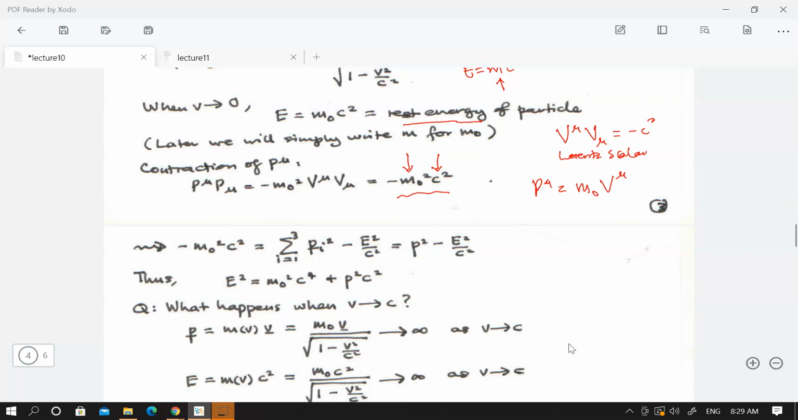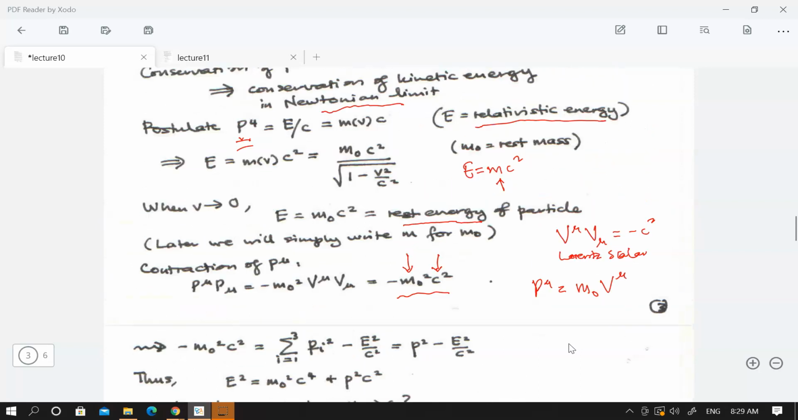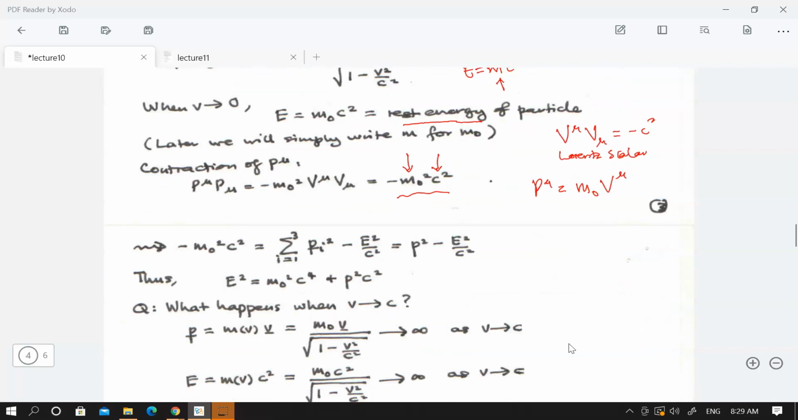And then the fourth component will simply, by our earlier postulate, which is saying the fourth momenta is just your relativistic energy divided by c, then you get this p squared minus E squared on c squared. Okay, that is what I call writing out all the components in your P mu. And this is now equal to minus m naught squared c squared. So one has now this expression is equal to that.